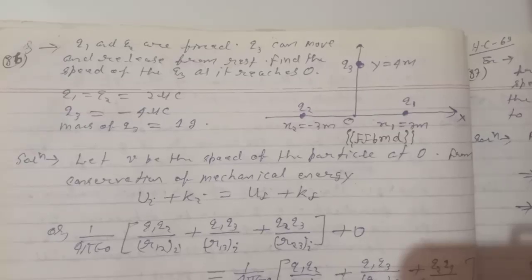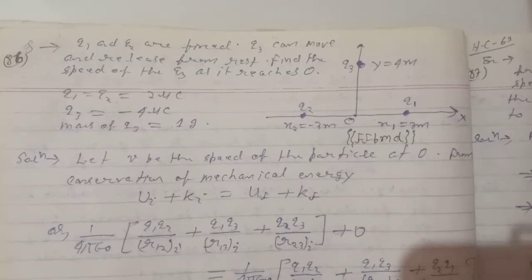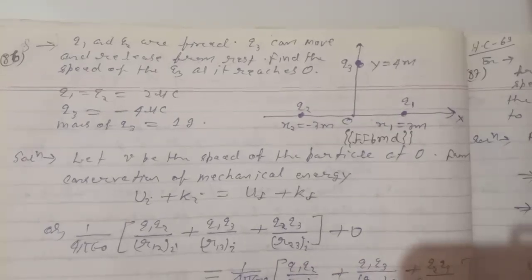In earlier classes we have talked about potential energy, how we calculate the potential energy of a system of charges. If there are n particles in a system, then we have to make pairs, which is equal to n into n minus 1 by 2. We have solved some problems related to potential energy. Again, some new problems we will see here.